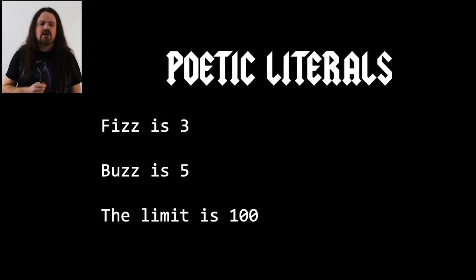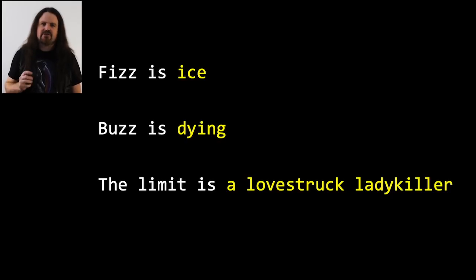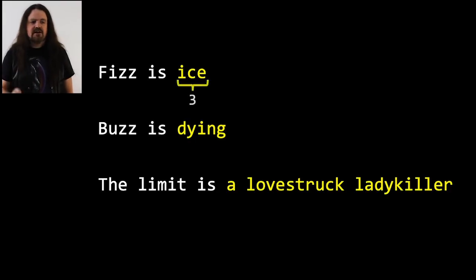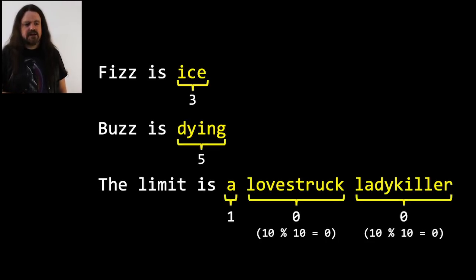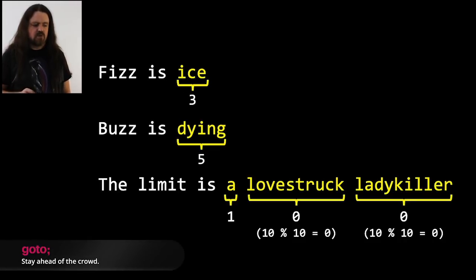I thought, we've got to be able to initialize these. What if we take the lengths of the words on the line, modulo 10, and treat those as the digits in a decimal number? So "ice", 3. "Dying", 1, 2, 3, 4, 5. "A love-struck lady killer", 100. This is how you initialize 3, 5, and 100. We're just getting warmed up here.